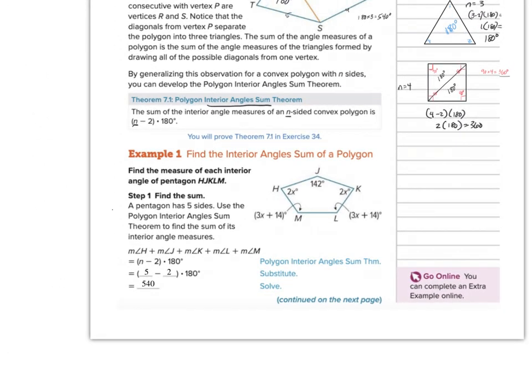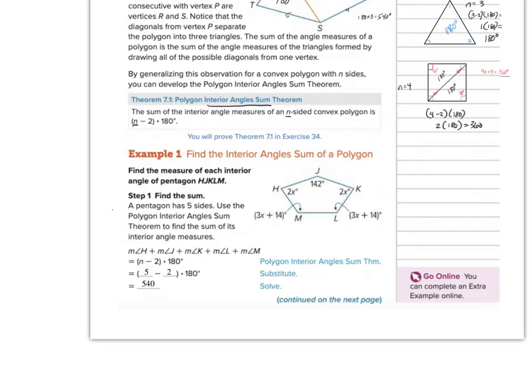Here it says find the interior angle sum of the polygon. Using the formula that we just used, 5 minus 2 times 180, the internal angle measurements are going to be equal to 540 degrees. We know that this plus this plus this plus this plus this, all of those angle measurements will add up to 540 degrees.